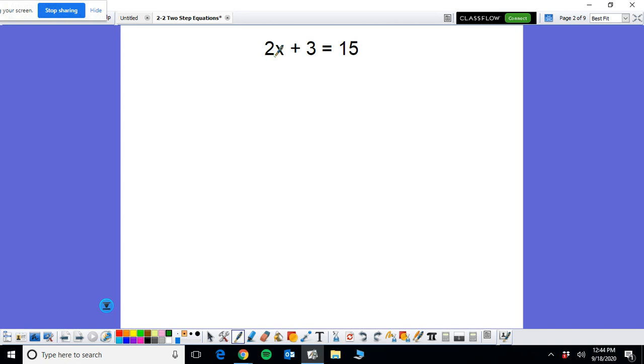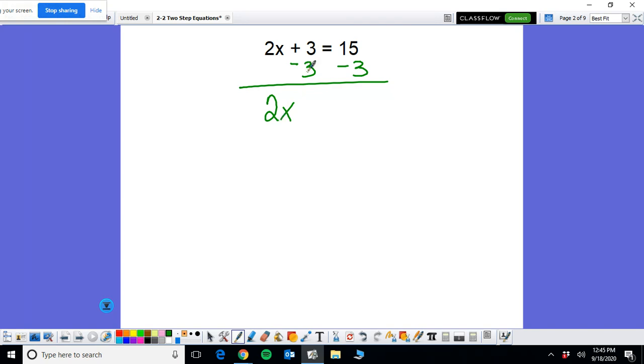This 2 is right next to the x. We don't want to touch that yet. We always work away from it. So this plus 3 is farther away. We're going to take care of that first. So the first thing I do is take away 3 from each side. Remember, we didn't touch the 2x. It drops. We save that for the end.